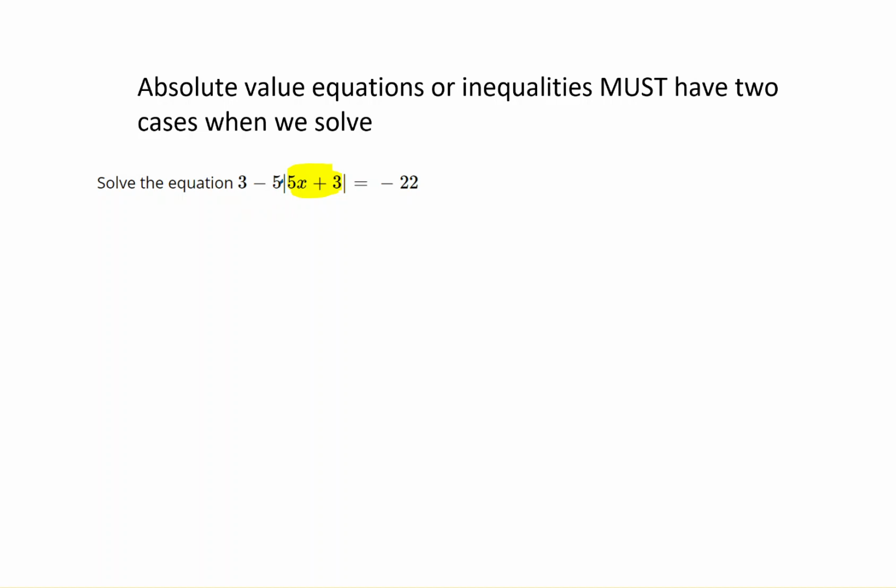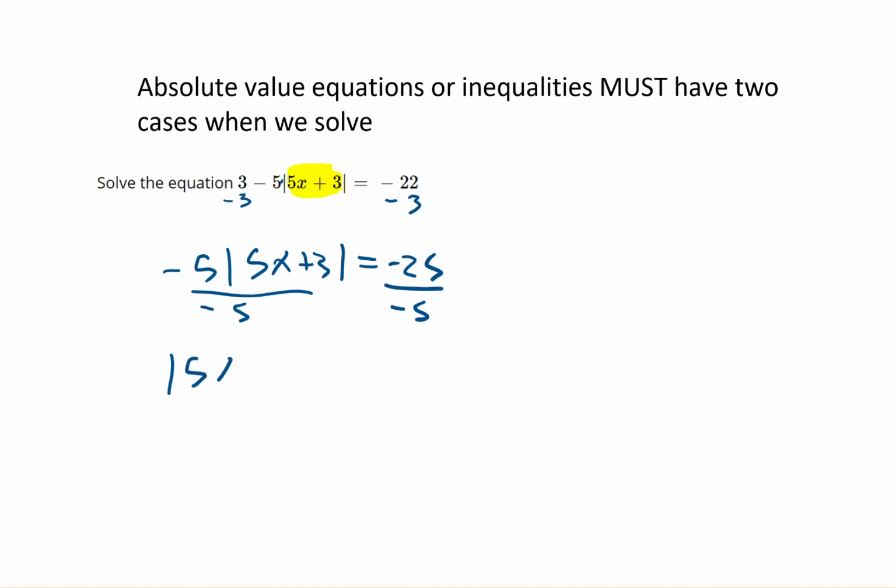So I'm going to start moving things to the other side by subtracting 3 as my first step. And then I'm going to have -5 times absolute value of 5x plus 3 equals -25. I'm going to divide by -5, again, because I'm trying to get the absolute value stuff alone. And now is when I'm ready to split off into the 2 cases.